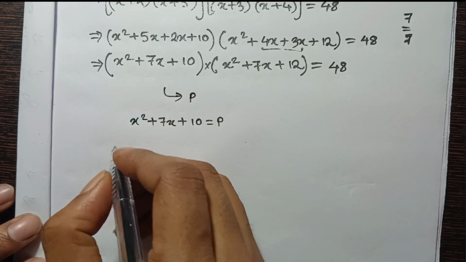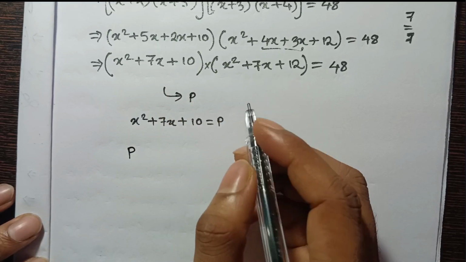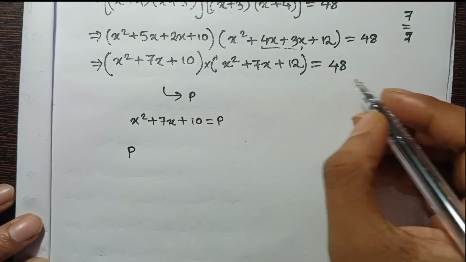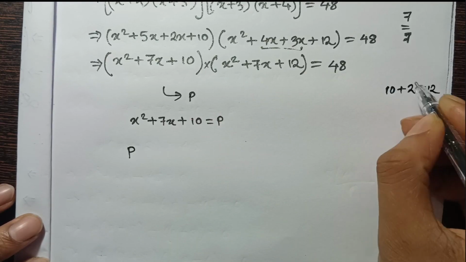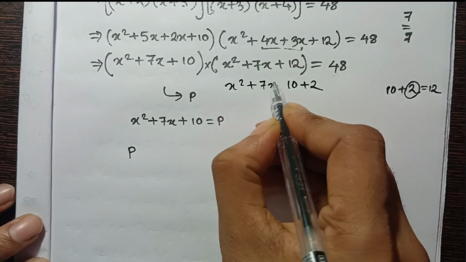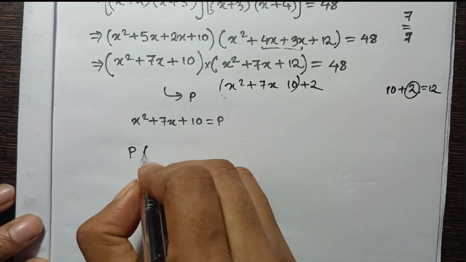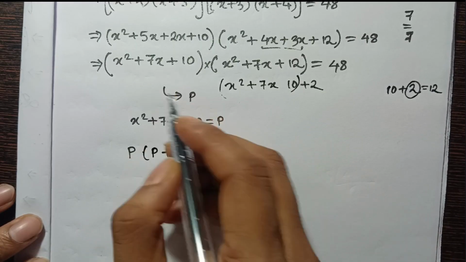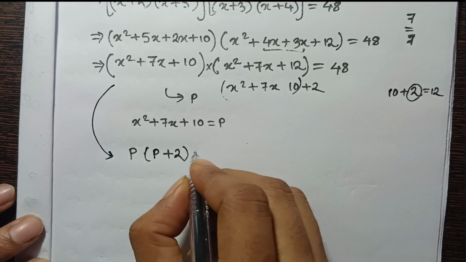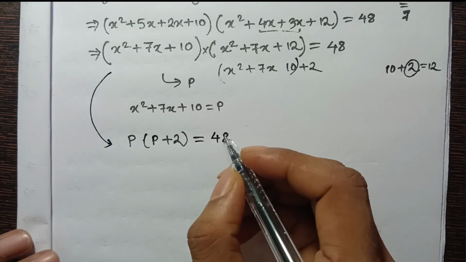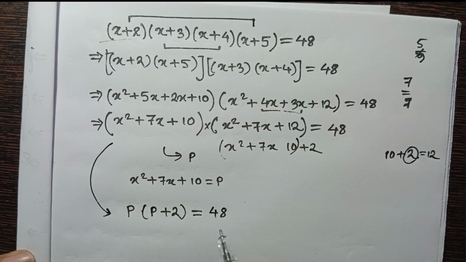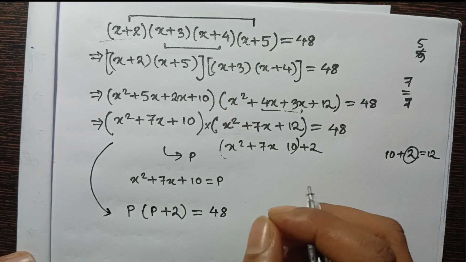Now the first factor is just p. What about this second factor, x squared plus 7x plus 12? Well, that's just 2 more than the first factor, right? It's x squared plus 7x plus 10 plus 2. So, this second factor is simply p plus 2. Substituting these into our equation, we get p times p plus 2 equals 48. This is beautiful. We've transformed a complex polynomial problem into a simple quadratic equation in p.